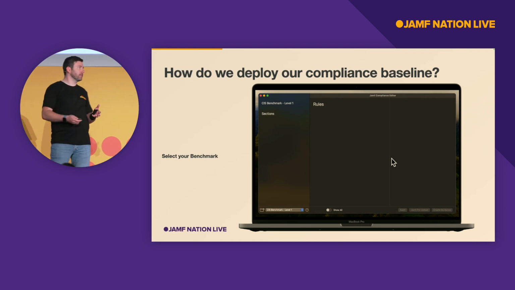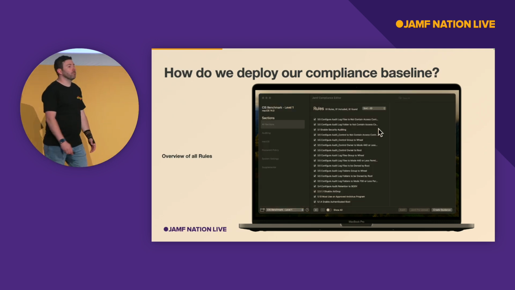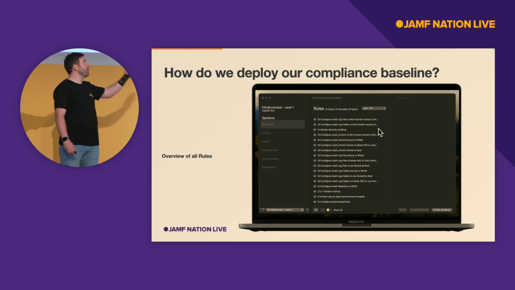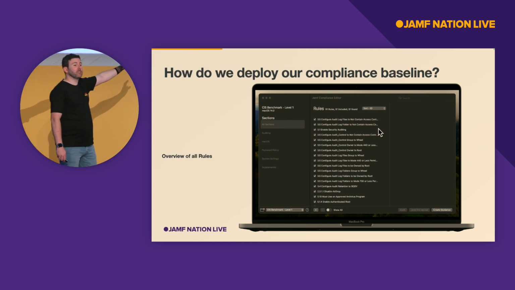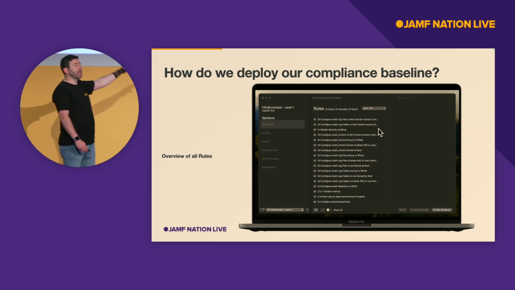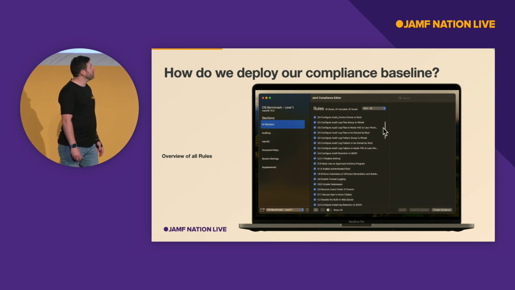But we've selected CIS. And once you get there, you get all of the rules that apply to that benchmark shown for you. So this is literally every single thing that was in that 457-page document generated for me and displayed on the screen. I can then go through the categories down the side and actually start to work out which ones I want to look at or not.